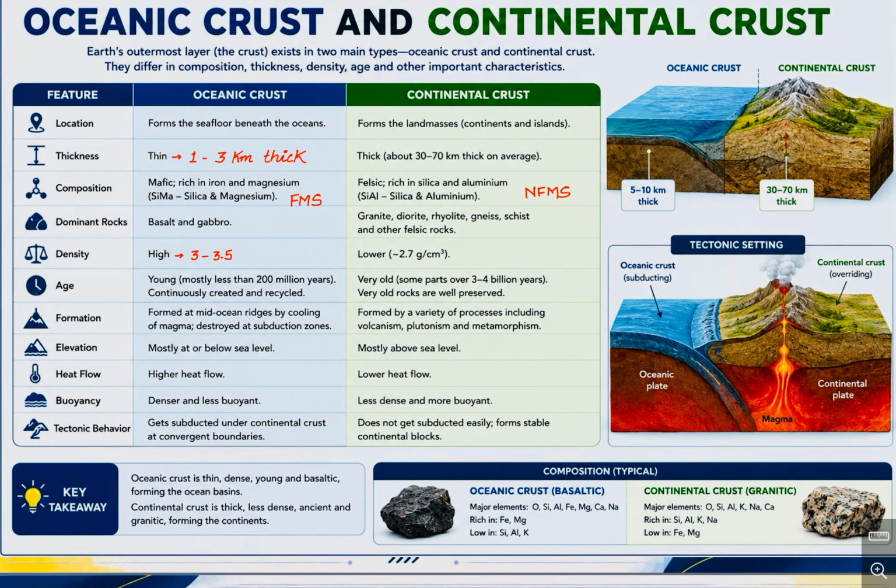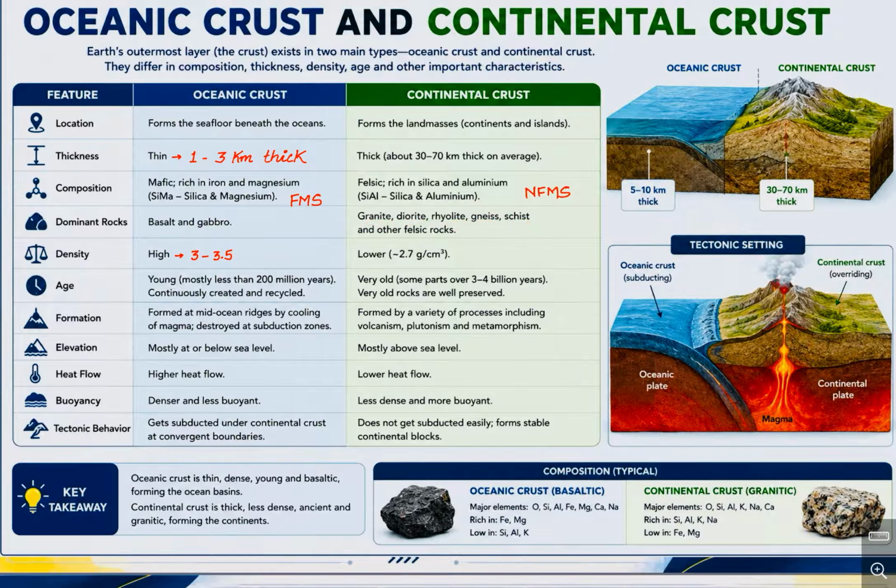Whereas, on the other hand, the continental crust is composed of non-ferromagnesian silicates. That is, it is not rich in iron, but it is rich in silica and aluminium, and therefore it is dominated by felsic materials. The dominant rocks of the oceans are basalt and gabbro, whereas in the continental crust there are various rocks which dominate, such as granite, diorite, rhyolite, gneiss, schist, and various other felsic rocks.